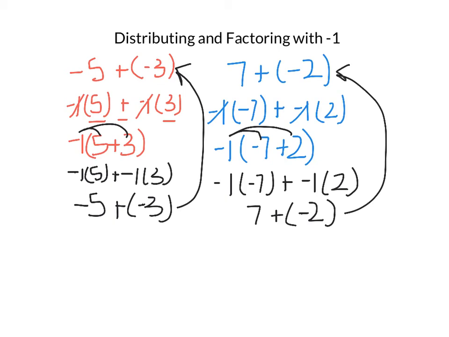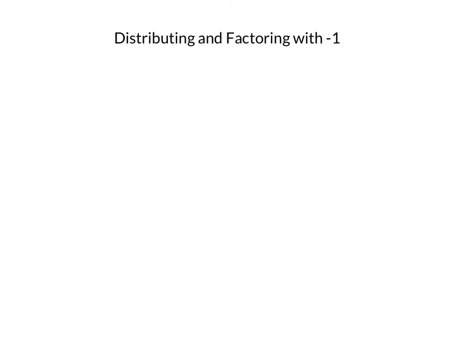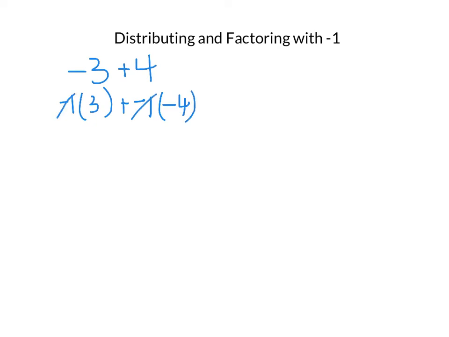Now that's just to verify that this was equivalent to this, and the negative 1 times the sum of 5 and 3 in parentheses equals the original. So let's try a negative in front this time, like negative 3 plus 4. Again, we're factoring out a negative 1. So negative 1 times 3 plus negative 1 times, well, to make it positive 4, it's going to have to be a negative 1 times a negative 4. Again, we take out the negative 1, and in the parentheses what's left over is 3 plus negative 4. And if we want to, again, we can put parentheses around that negative 4.